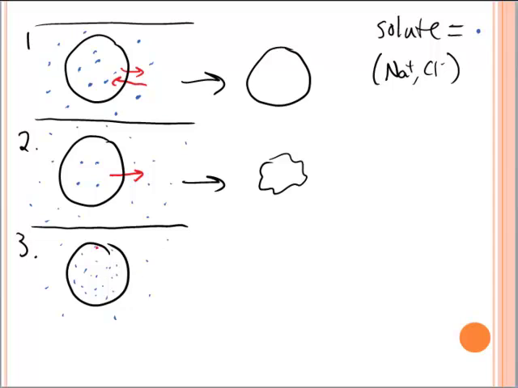What about this cell down here? We have a lot of solutes inside, very few outside, so the net movement of water is towards the solutes. Another way to think about it is water is trying to dilute the solutes.